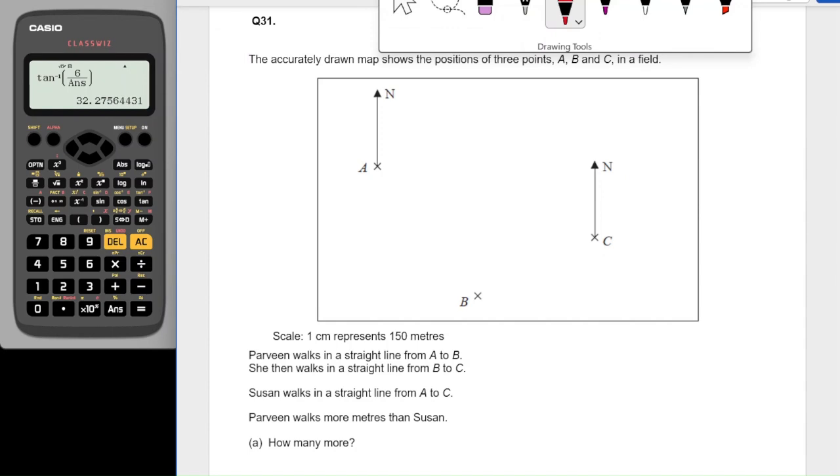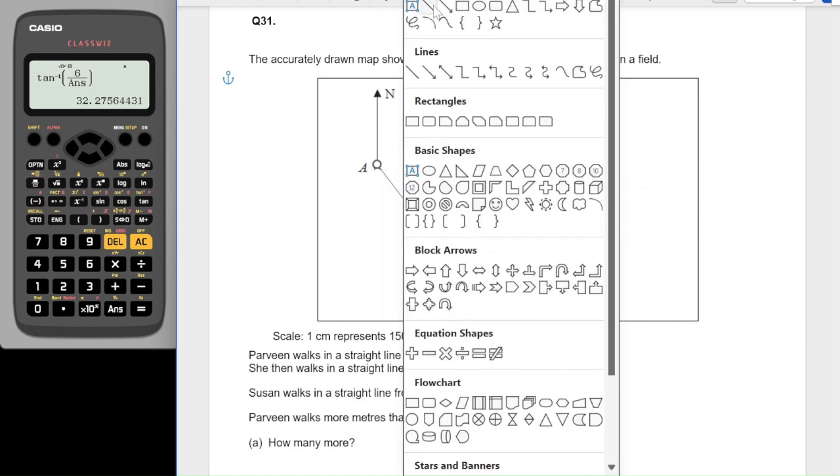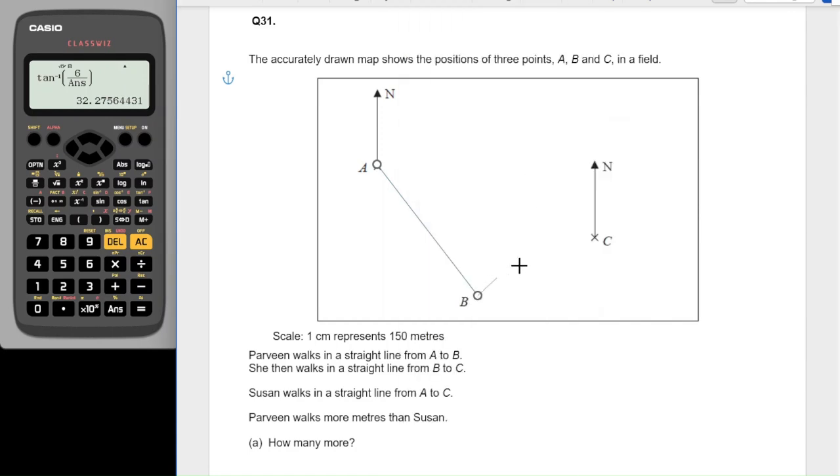Right, so before I bring my ruler in, because I've got to do that in different steps for this, what I'm going to do is I'm just going to mark on the straight lines that I need for this question. Right, so A to B, and then I want another one that's going to represent B to C, and then I want a final one which is going to represent A to C. And then I need to measure the length of those 3 lines. So I'm going to bring in my ruler.